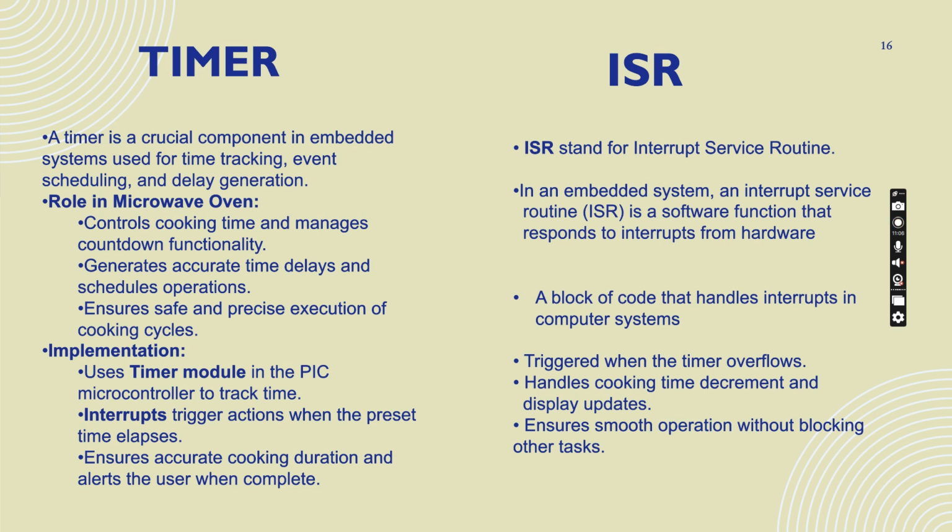Then timers are very crucial components in an embedded system, used for time tracking, event scheduling, and delay generation. So the timer's role in the microwave oven is very important. It controls cooking time and manages countdown functionality, generates accurate time delays and schedules operations, and ensures safe and precise execution of cooking cycles. So timers are very important.